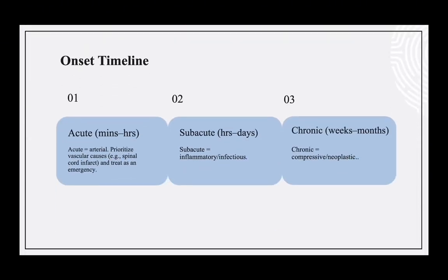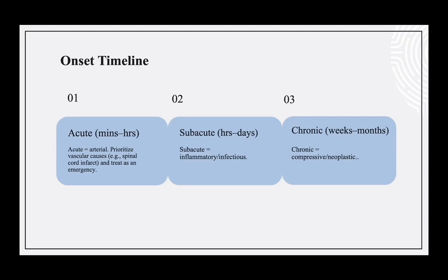And finally, time. Is the onset acute? Is it subacute or chronic? Meaning, minutes, think vascular. Hours to days, think inflammation. Months, think compression or even tumor. Before we have ordered a single investigation, we have already narrowed the problem.